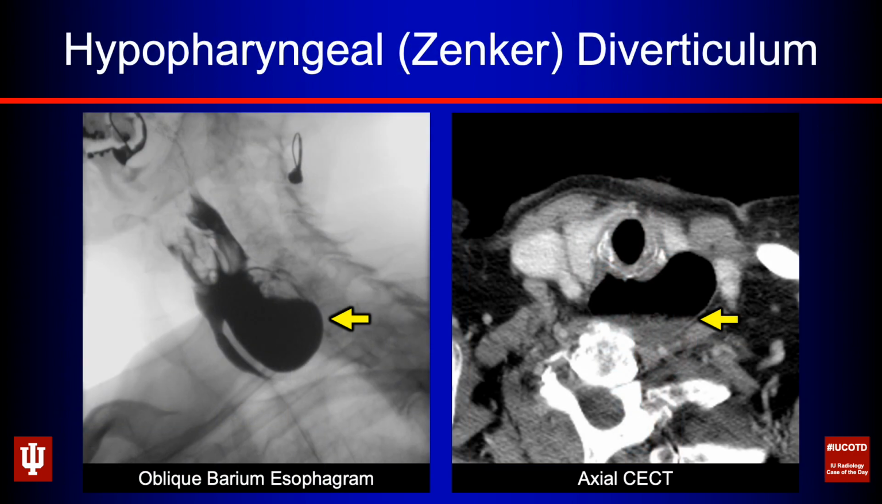So here's an example on an oblique barium esophagram. You can see that fluid and barium and gas contained within this hypopharyngeal diverticulum. You can sort of see that slip down at the bottom of it. That is sort of the imprint at the level of the cricopharyngeus muscle. But then on the axial CT that we're looking at here, you can see that really large Zenker diverticulum containing an air fluid level, denoted again by the yellow arrow.